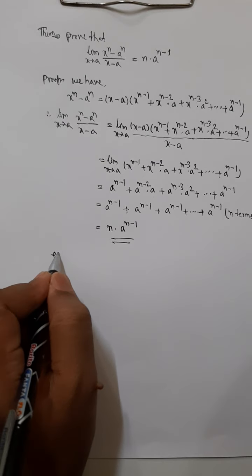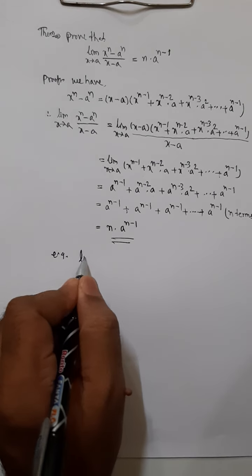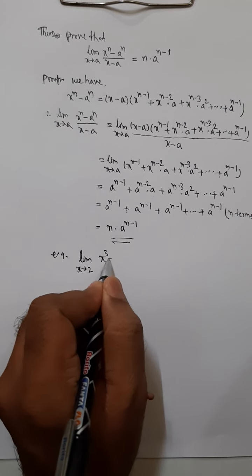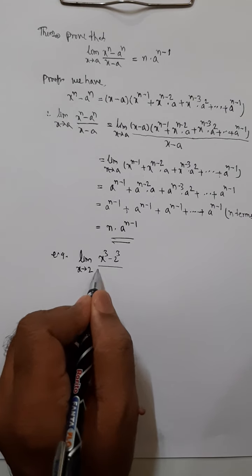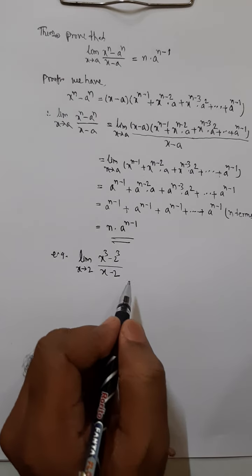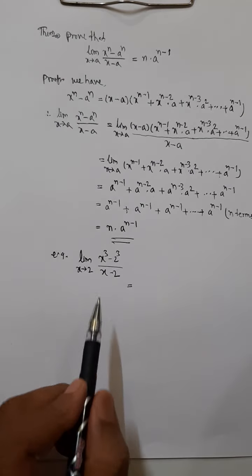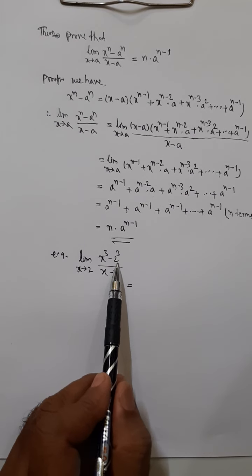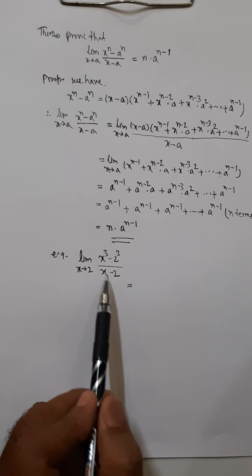For example, limit as x tends to 2, (x cube minus 2 cube) divided by (x minus 2). By using the above formula, we can write the limit of this. Compare with the formula: here the index is the same, 3 and 3, and the base is x minus 2, which is in the denominator x minus 2. So we can apply the formula.